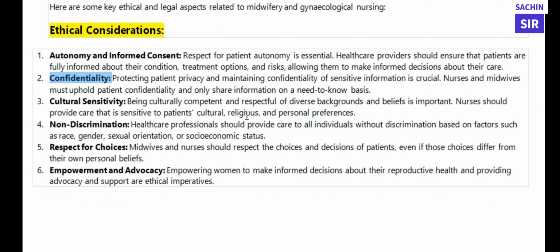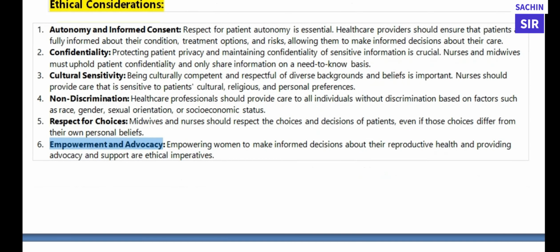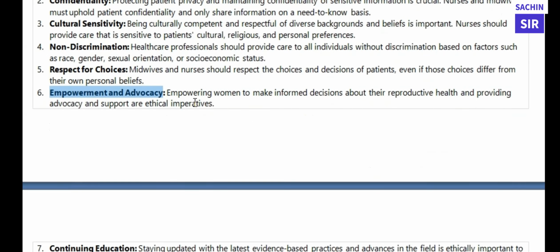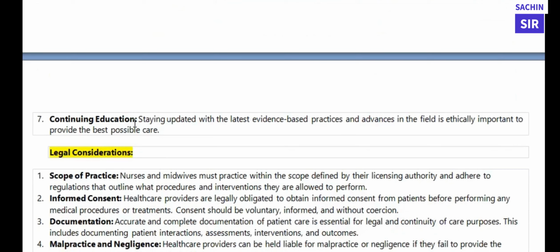Non-discrimination. Healthcare professionals should provide care to all individuals without discrimination based on factors such as race, gender, sexual orientation, or socioeconomic status. Respect for choices. Midwives and nurses should respect the choices and decisions of patients, even if those choices differ from their own personal beliefs. Empowerment and advocacy. Empowering women to make informed decisions about their reproductive health and providing advocacy and support are ethical imperatives.